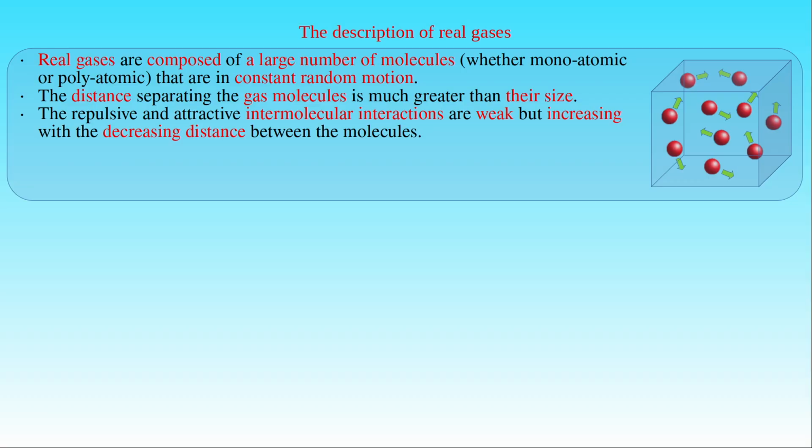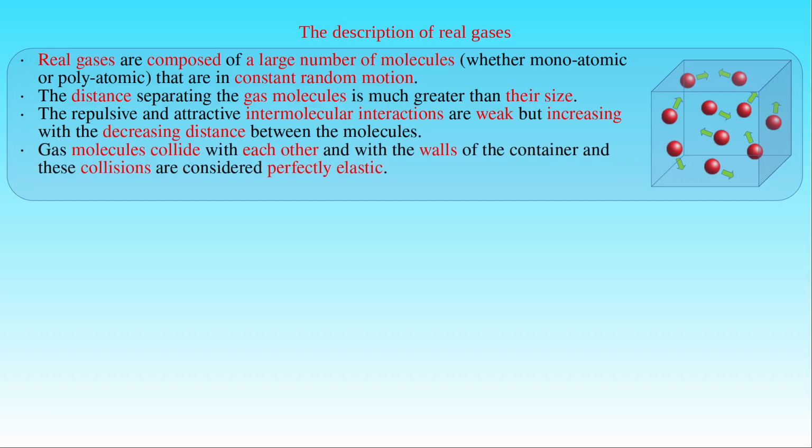Gas molecules in random motion collide with each other and with the walls of the container, and these collisions are considered perfectly elastic. This means that a small fraction of the gas particles is always interacting strongly, that is colliding. The nature of the collisions is determined by the intermolecular interactions, that is the repulsive and attractive forces between the colliding partners. The pressure of a gas arises from molecules striking the walls of the container.